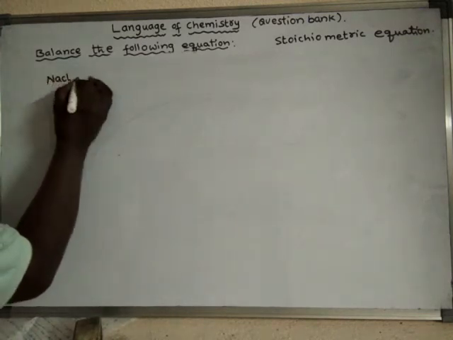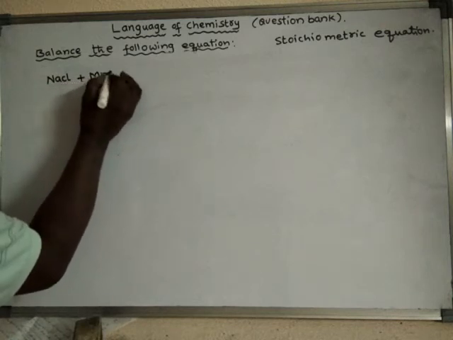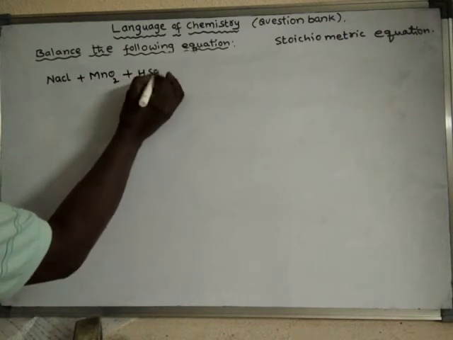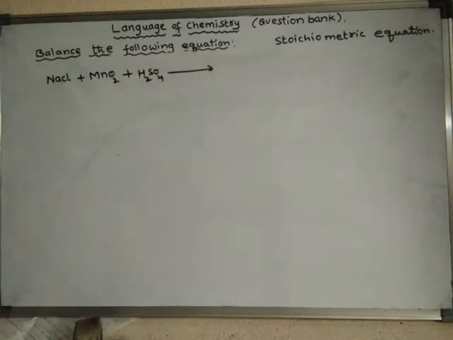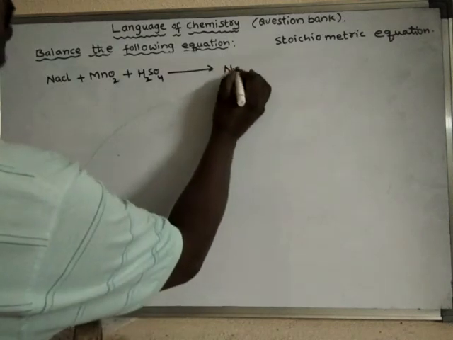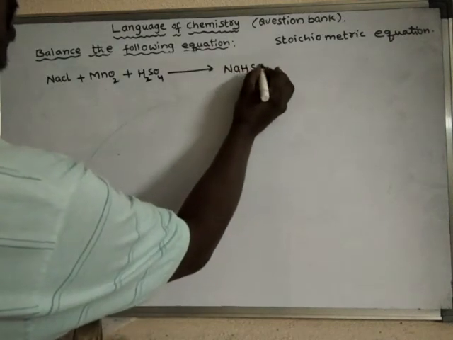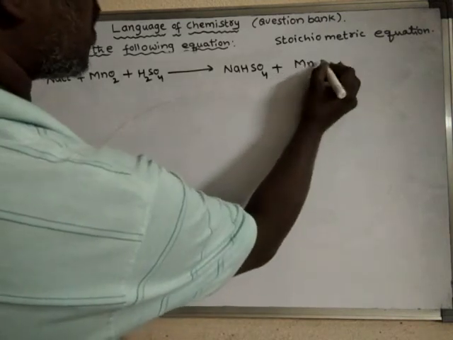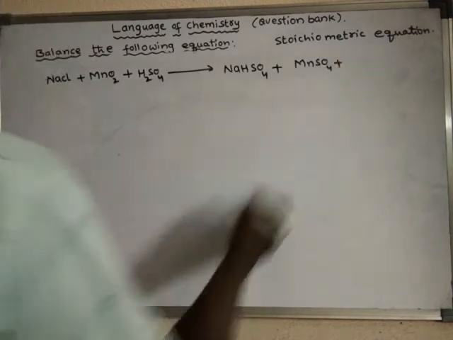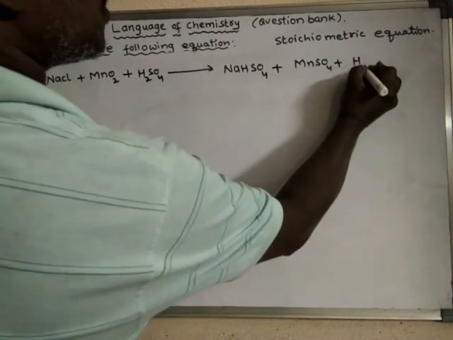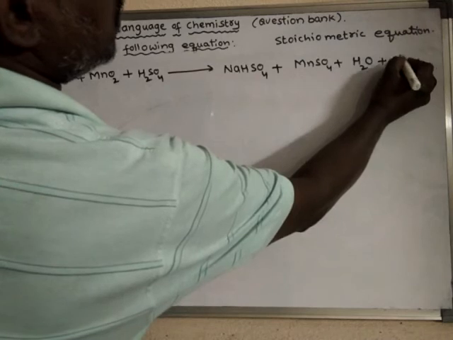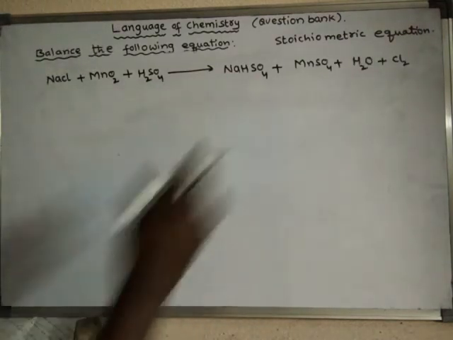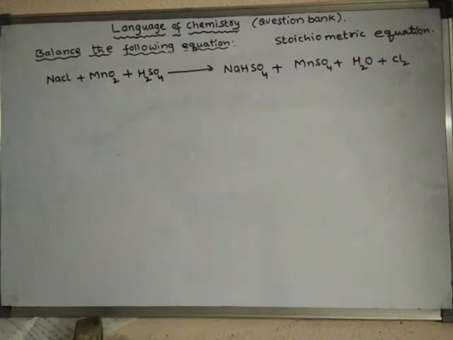NaCl plus MnO2 plus H2SO4 gives rise to NaHSO4 plus MnSO4 plus H2O plus Cl2. So this is the chemical equation. It is unbalanced. It is called a skeleton equation.